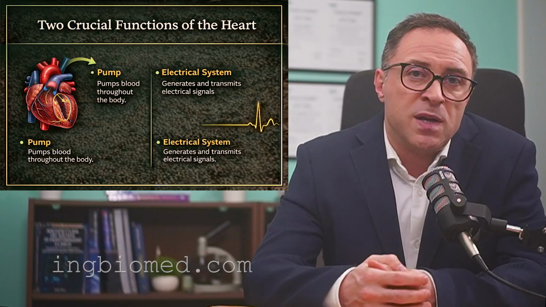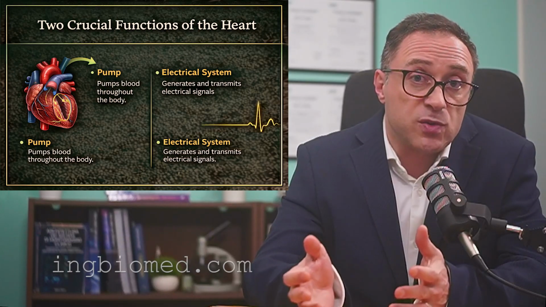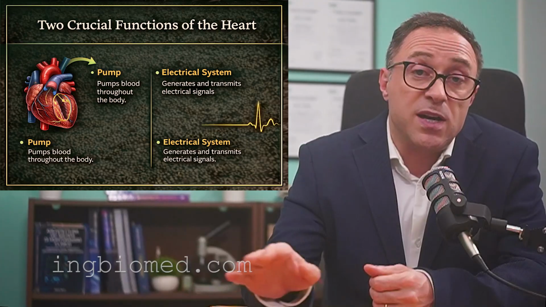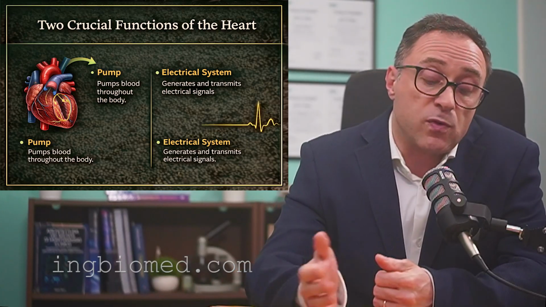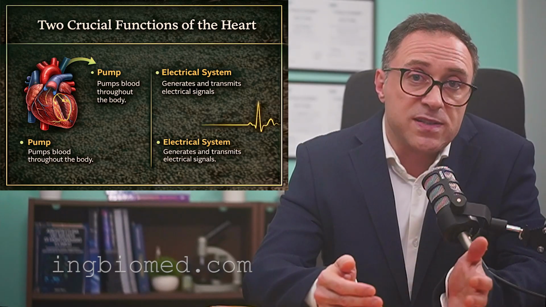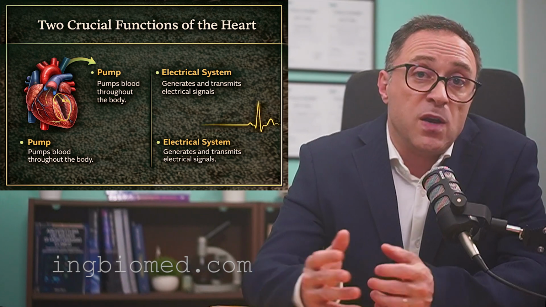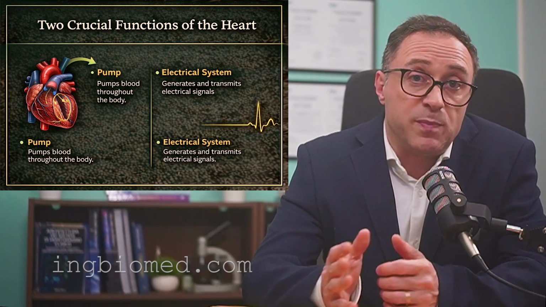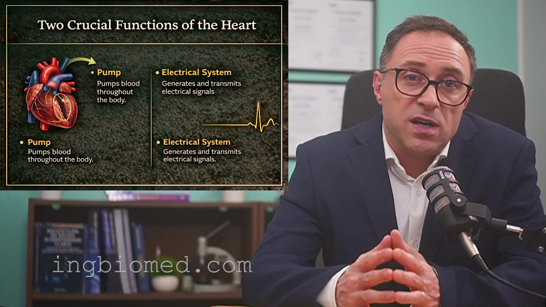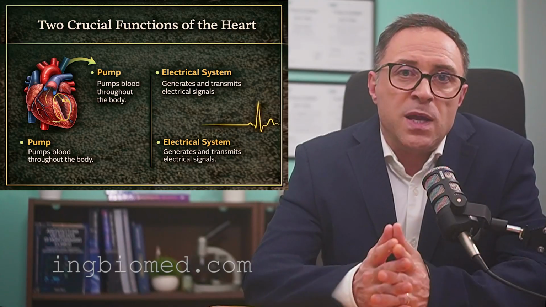The heart is a pump, but it is also an electrical system. So every contraction is generated by an electrical impulse that starts in the sinoatrial node, spreads through the atria, passes the atrioventricular node, and then activates the ventricles through the His-Purkinje system. What we see on the ECG, like the P wave, the QRS complex, and the T wave, is directly linked to what the myocardium is doing mechanically.